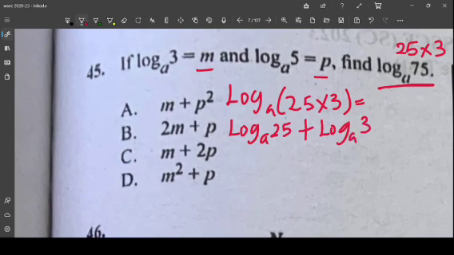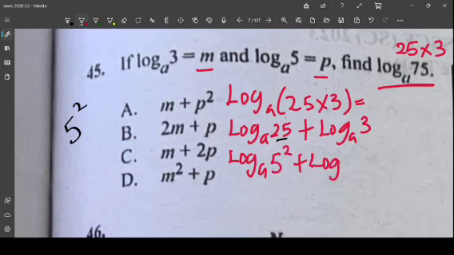So log to the base a of 25, if you look at this number 25, 25 is the same thing as 5 squared. So in place of 25, I'm going to be putting 5 squared. So I have log to the base a of 5 raised to the power 2 plus log to the base a of 3. Now, there's something called the power rule, which I'm going to apply here.